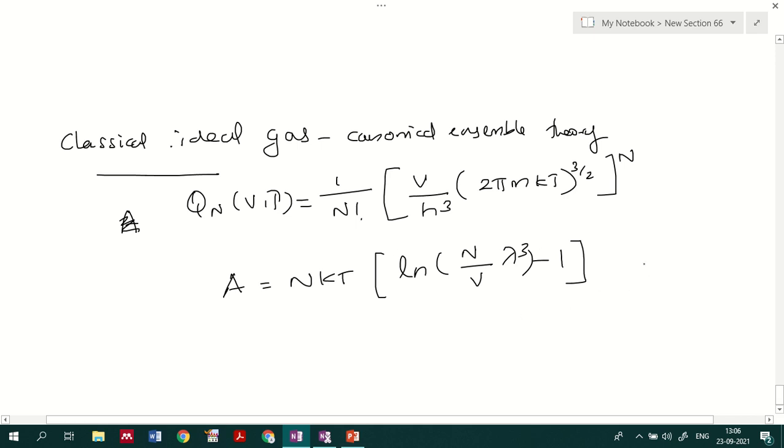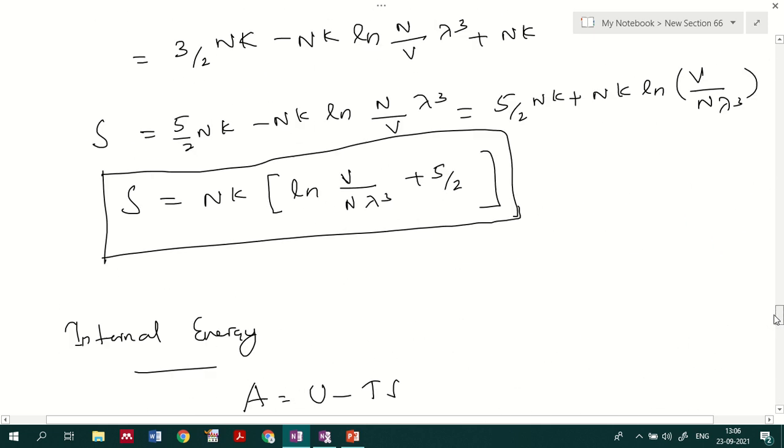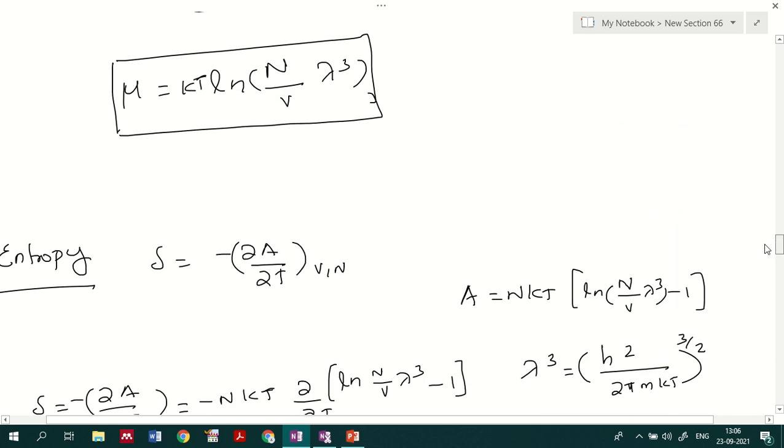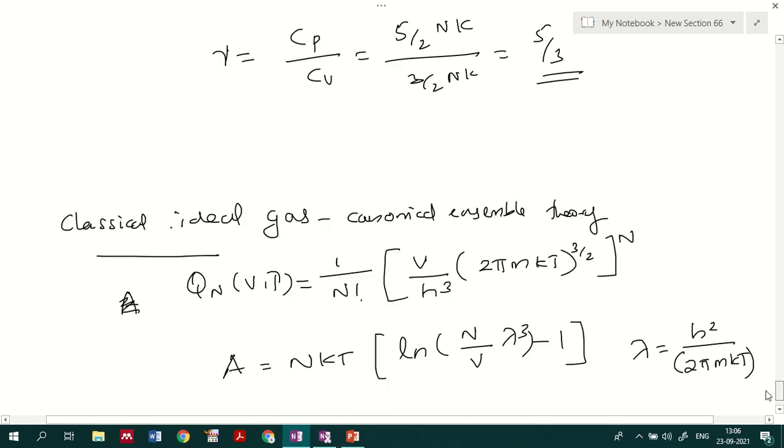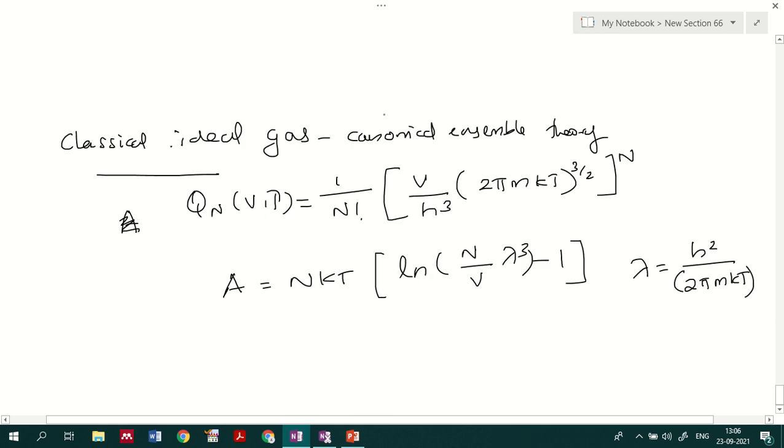Where lambda, we know that lambda is equal to h square by 2 pi m kt, raised to 1 by 2. Right, so this was our lambda corresponding to that case. If you want, that is the mean thermal wavelength corresponding to that. Okay, so that is what we have identified there.